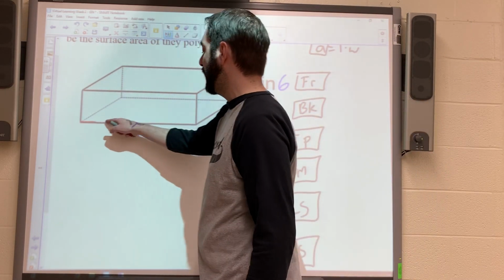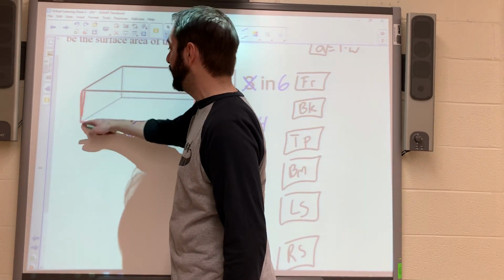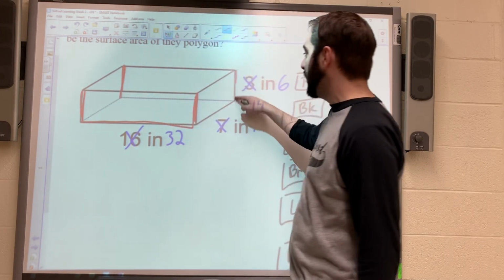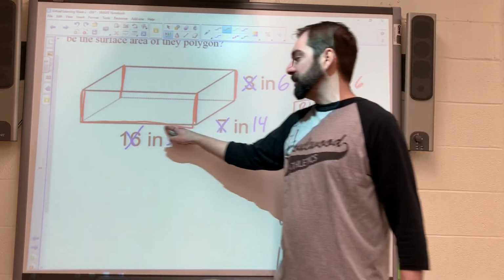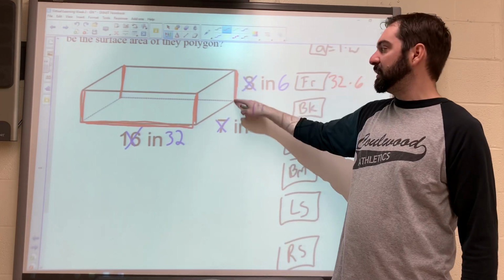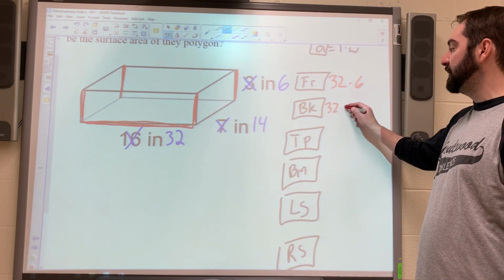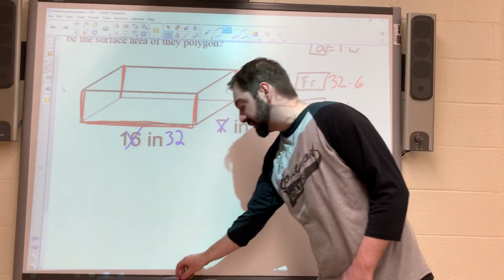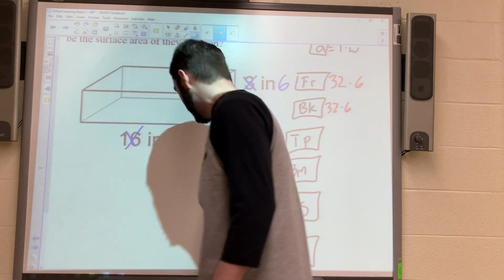If I trace the front, it is now 32 by, well, there's nothing here. Let me look at the back, nothing there, right here, 6. So 32 times 6, 32 is the length, and 6 I found in the back. I know the front and the back are both going to be 32 times 6 because they're congruent, they're opposites. Let me erase these red marks just to make it easier for us to see at home.